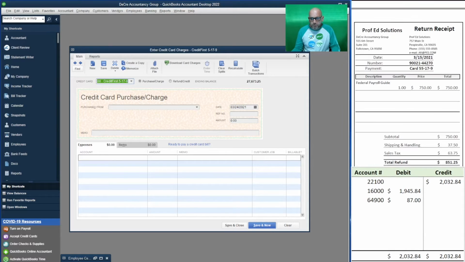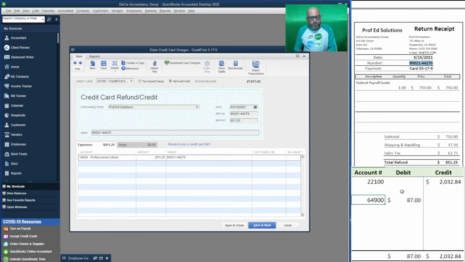Next, we have a return receipt. We return some items from our professional library. Again, let's stay on this interface. It takes one click to reverse everything, right? So there it is. We're returning it to Professional Education Solutions. Reference number. Professional library right here. What's going on here?